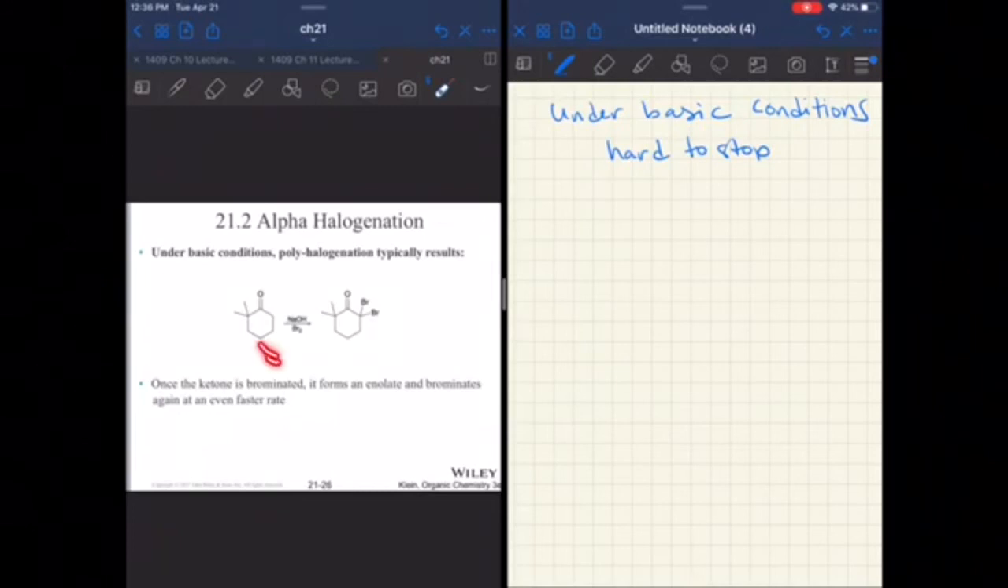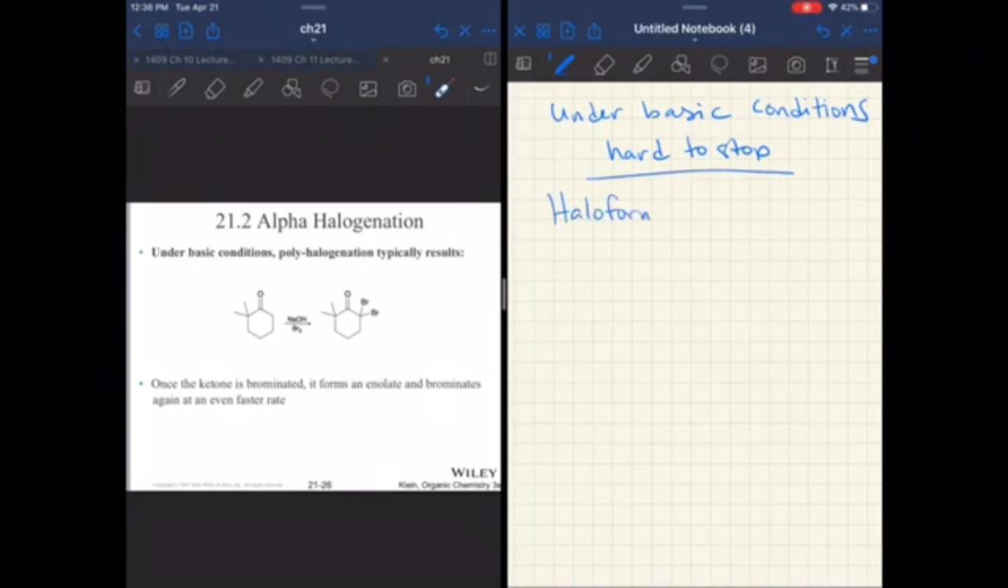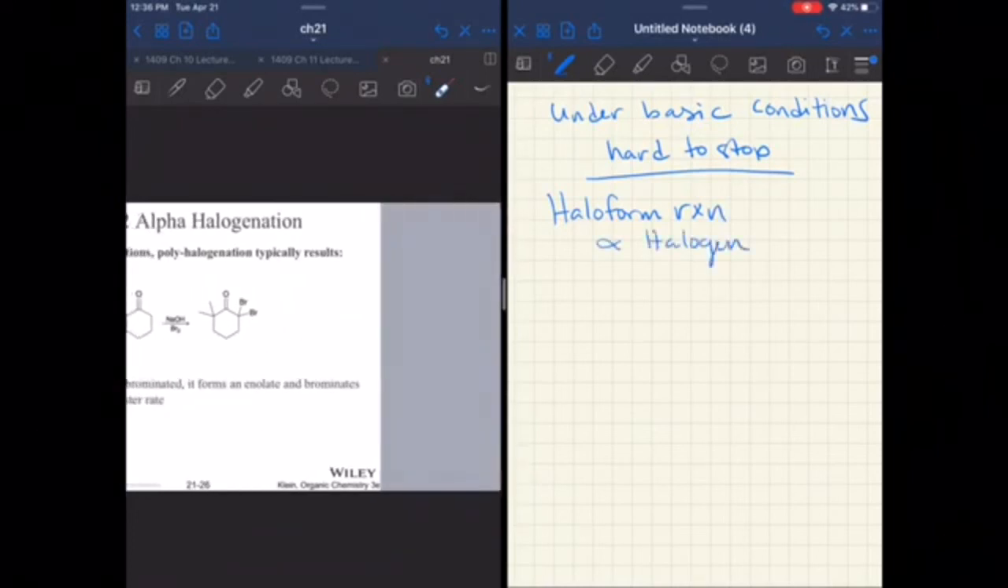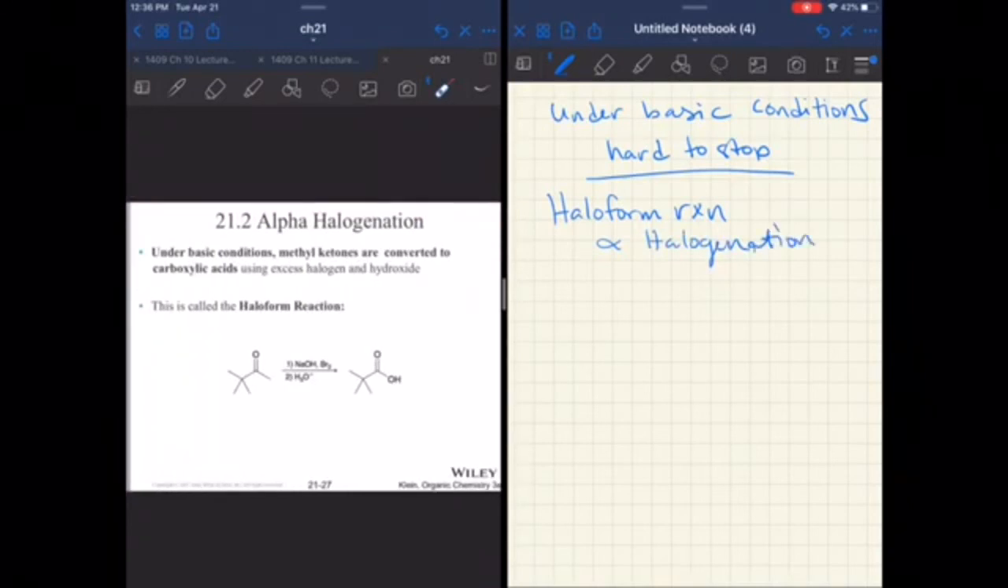So it's hard to stop once you've added one halogen, right? So if we go here and it adds once, and you have this bromine, right? Then this hydrogen is still acidic. You have base around, it's just going to keep going, right? So it's hard to stop it at just one. So what I want you to know is the haloform reaction. So it is alpha halogenation under basic conditions.